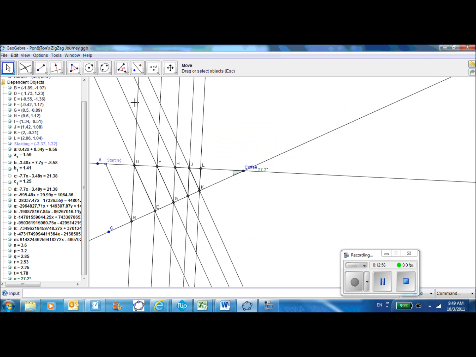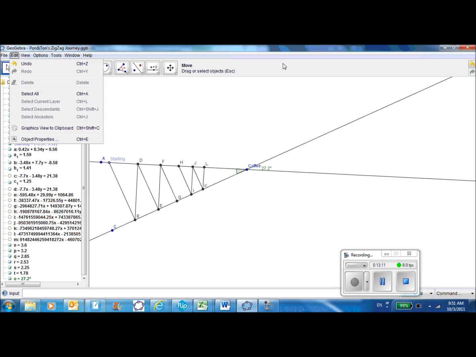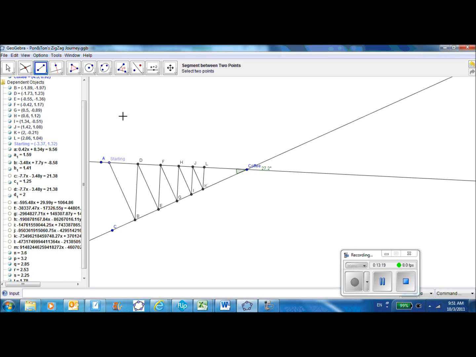Okay? So I'm going to repeat that process on the rest. I was able to do that a lot faster by using the Control key to click on more than one thing at once. And then come up here, under Edit, you can select all the object properties at once. And notice I did miss one of the segments, so let's get that patched up. Go to our segment tool and get the segment from G to H. There we go.